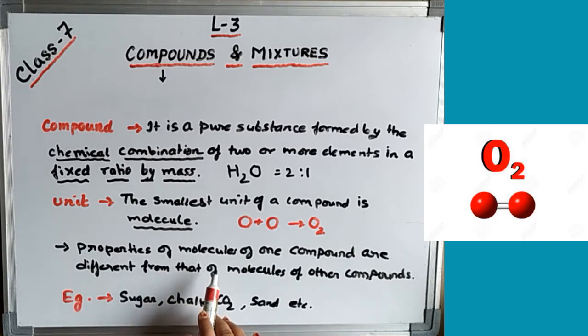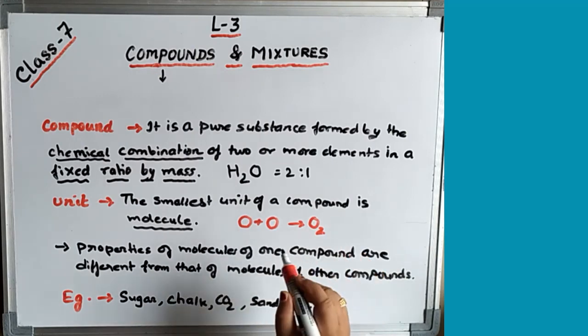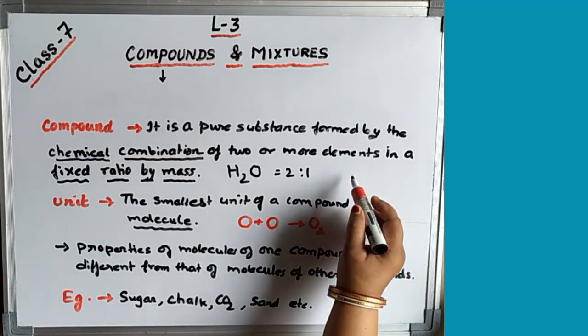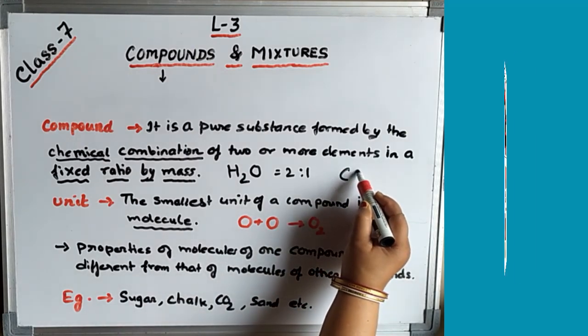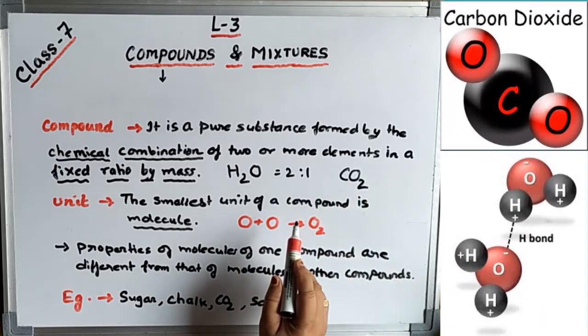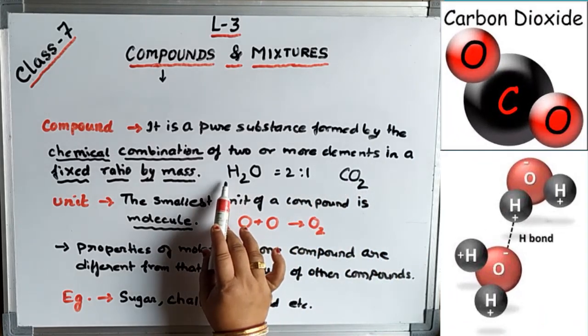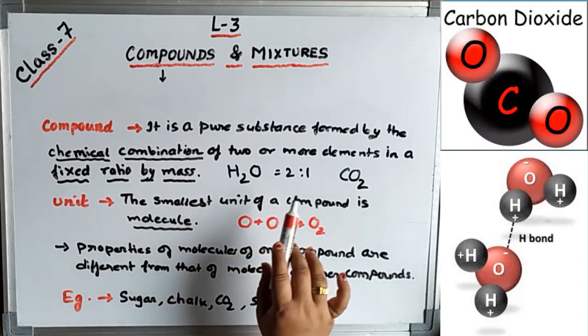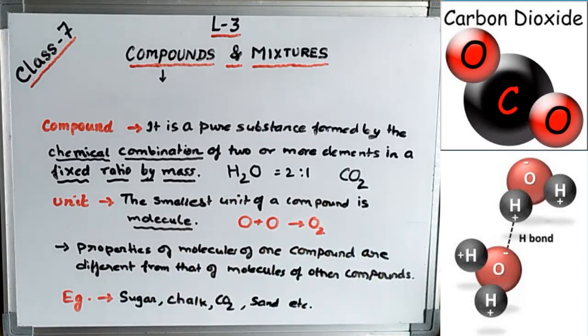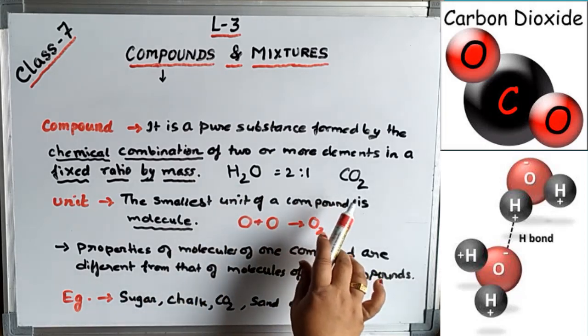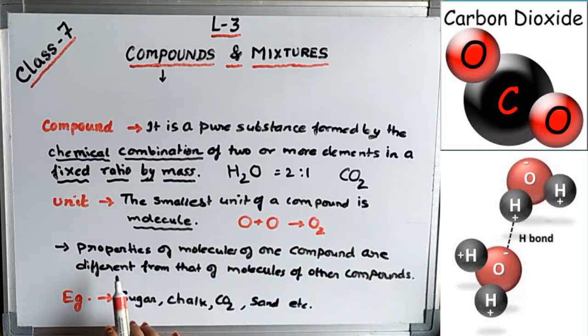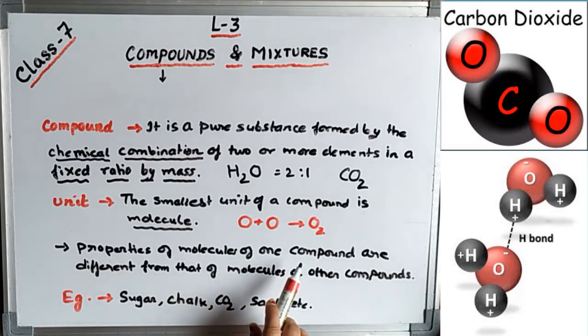Properties of molecules. Suppose H2O is a molecule of a compound, and CO2 is also a compound, also made up of molecules. So a molecule of water is different from a molecule of carbon dioxide. They are not the same, because their properties are totally different from each other. So properties of molecules of one compound are different from those of molecules of other compounds.